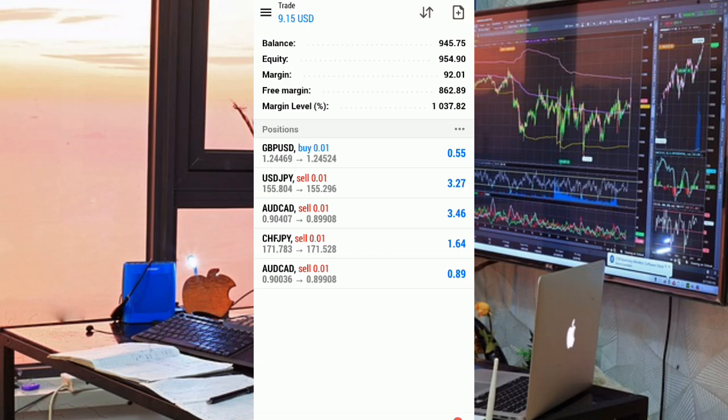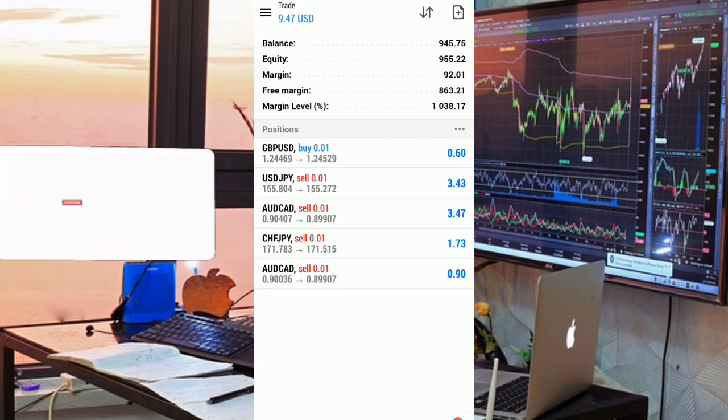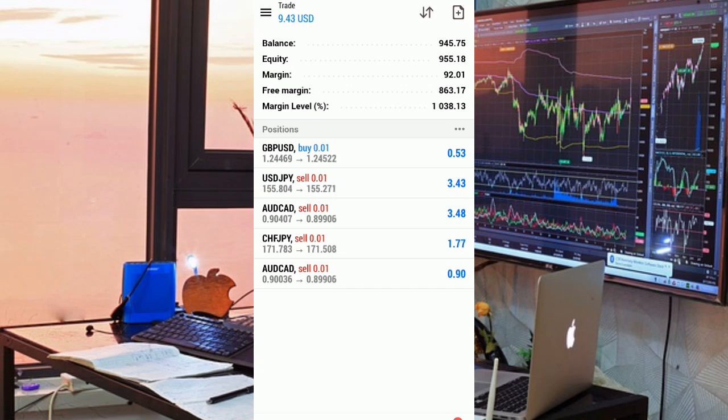Otherwise, these are my trades for Monday, and we are continuing. Otherwise, market today is very much not good, so make sure that you apply your risk management, and if possible, don't be placing any trades today, because market has got a lot of holidays in the major countries.